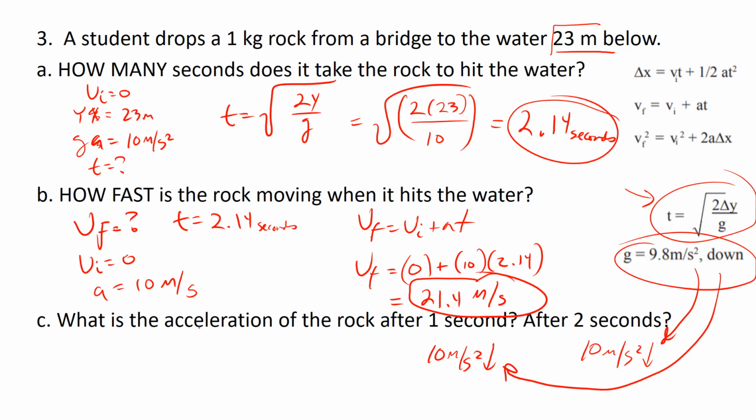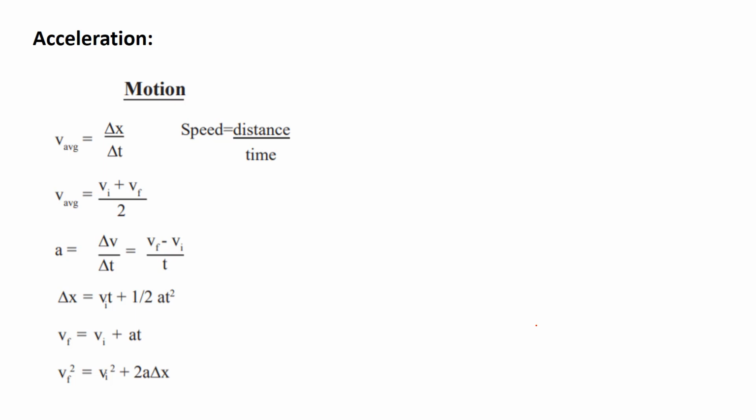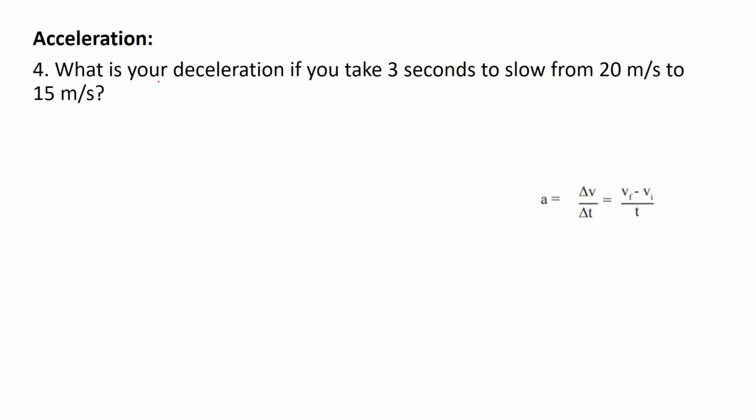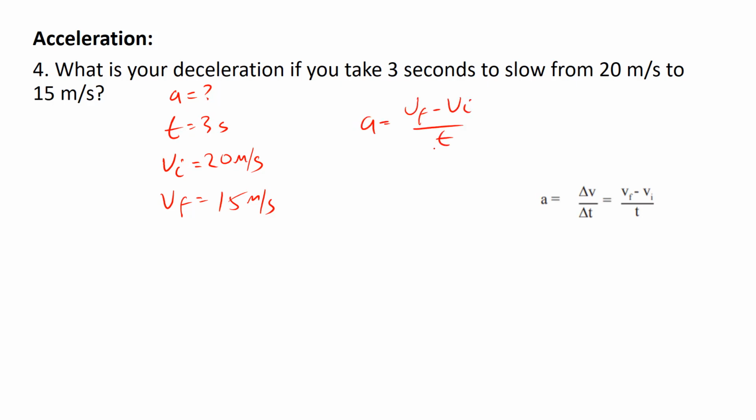We're going to free fall would be just 10 meters per second squared always. Okay, so that gets us to our acceleration equations, which we already kind of did a little bit, but what's your deceleration? If you take 3 seconds to slow from an initial velocity of 20 meters per second to a final velocity of 15 meters per second, what is your deceleration, which is really asking what is your acceleration, it's going to be negative. And so A equals VF minus VI over T.